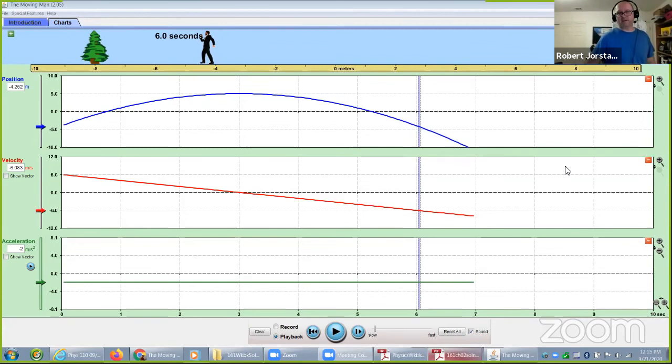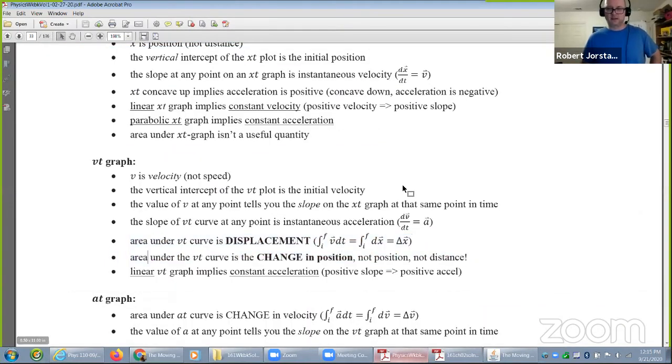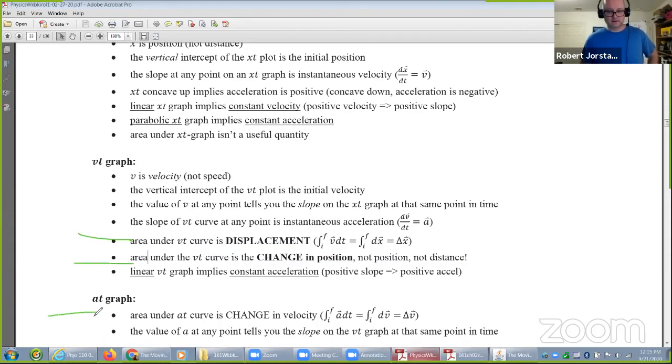In this case, the area is just the integral, and the area of the velocity gives you the change in position or displacement. That's the big one to know. And the area under the acceleration curve gives you the change in velocity. So let me just go to it right here. Here's your bullet points. Here's what the areas mean. And again, area of xt isn't a useful quantity. That's an introduction to these terms.